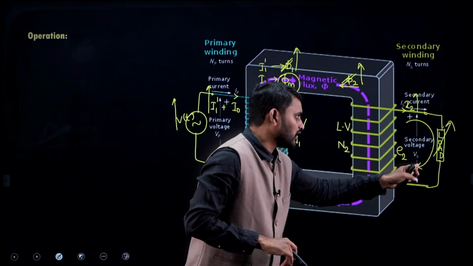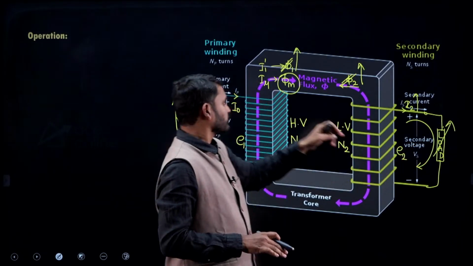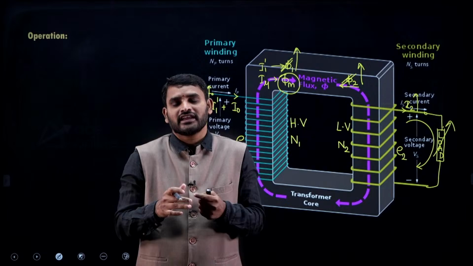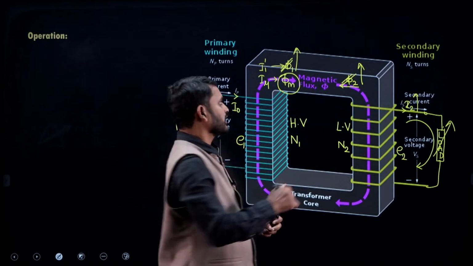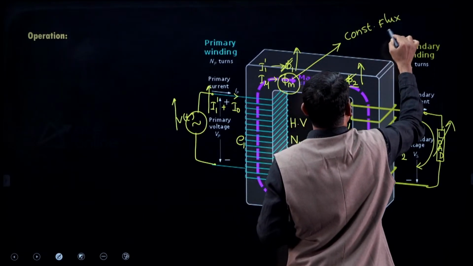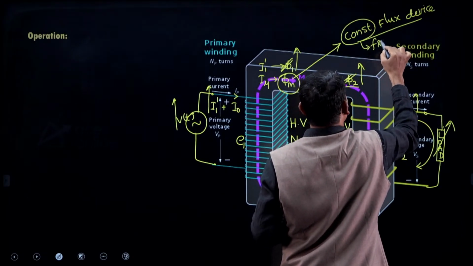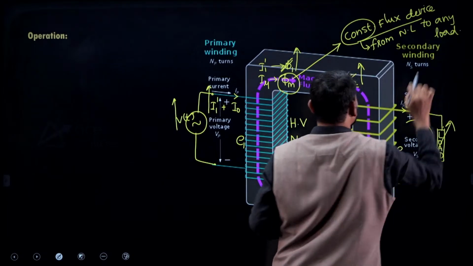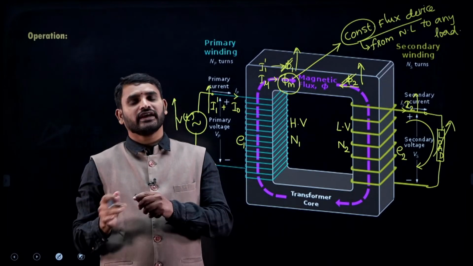Whether it is under no load or half load, 25% load, full load, any load for that matter, the flux in the core is going to be constant. What is that flux? Phi m. Constant does not mean that time invariant. It is a time varying flux only. Constant means from no load to any load. That is why we call the transformer a constant flux device. Yes or no? Constant means constant from no load to any load. Constant does not mean that time invariant, it is time varying only.